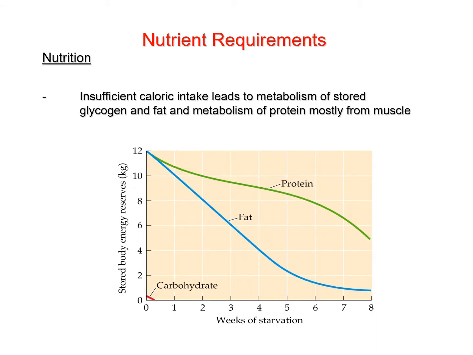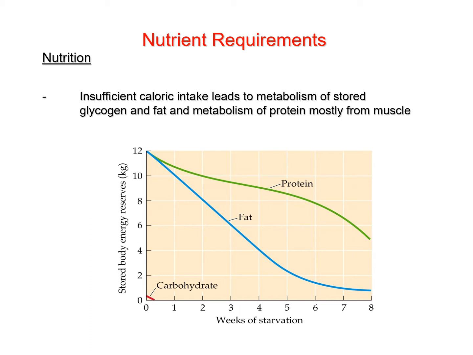If there's insufficient caloric intake, that would lead to the mobilization and breakdown, metabolism of stored glycogen from the liver and also from fat tissues, as well as breakdown or metabolism of protein. And the major source of that protein is from muscle tissue.